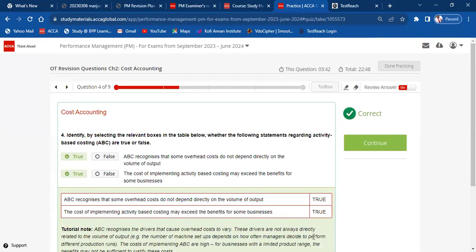And if you go through the study hub, the explanations are given, just as I tried to give you the explanations here.